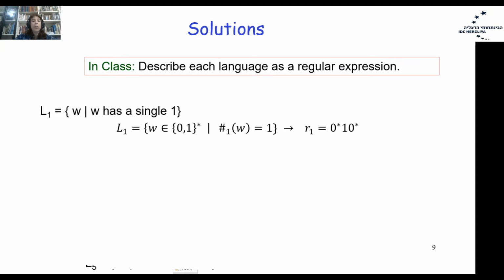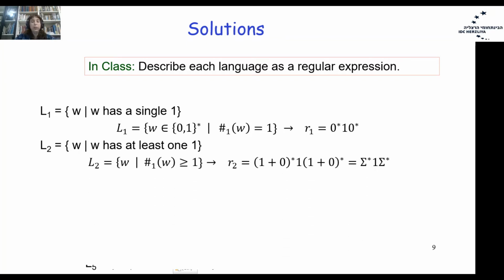Okay, the next language, L2: words W such that W has at least one 1. So here we have a little bit different definition. Once again, I can give the formal description of the language a little bit differently, not in words but in signs. I can define L2 as W such that the number of ones in W is greater than or equal to 1. That means at least one.